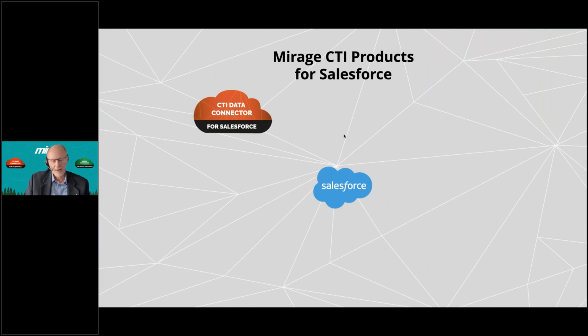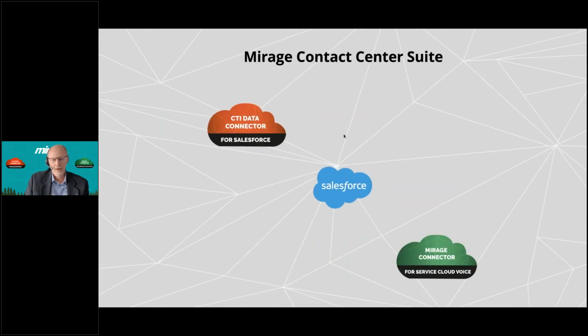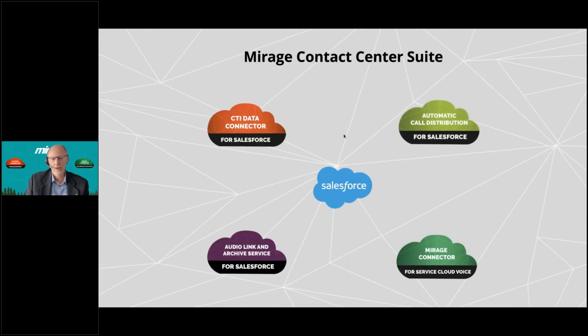So first, if you are already working with CTI Data Connector, you probably know our main product, and that's also the part where we have the webinar today. It's CTI Data Connector, but we also have an integration in Service Cloud Voice. That's the CTI product from Salesforce. And within one Salesforce organization, you can mix both products. So if you have a service-oriented team with Service Cloud Voice and a sales team, then you can mix both products.